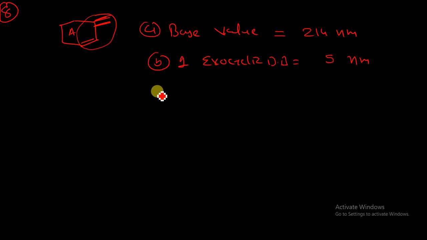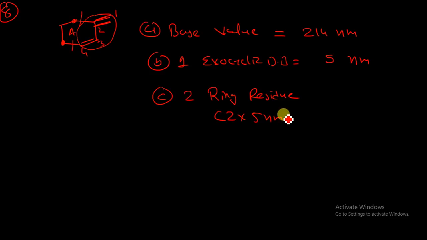The third thing you have to consider is the ring residue. If I number this as 1, 2, 3 and 4, I have one carbon atom over here and one carbon atom over here. If I cut down over here, there will be two ring residues present in the structure. So I write two ring residues. For each ring residue I have to add 5 nanometer. So 2 into 5 nanometer will be 10 nanometer. So my answer will be lambda maximum of 229 nanometer.